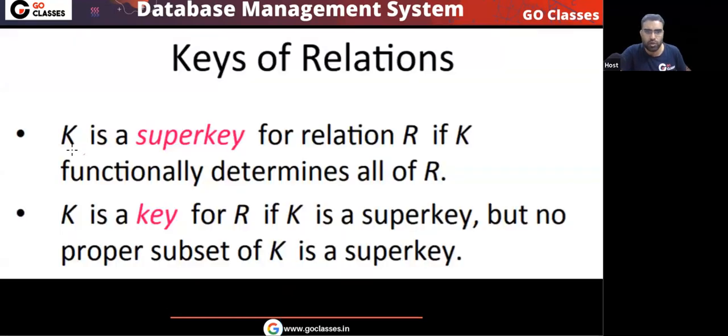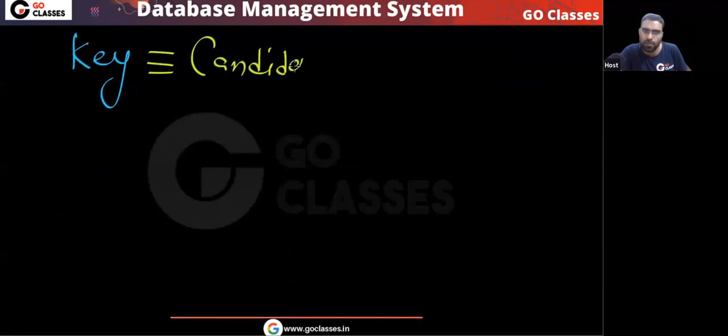Now let's move on. So remember, what is a super key? Super key is basically if you can functionally determine all the attributes. K is a super key if you can functionally determine all the attributes. And remember, if I only give you the word key, what does this mean? Super key or candidate key? By default, this word means candidate key. I told you. It does not mean super key. It does not mean primary key. By default, it means candidate key.